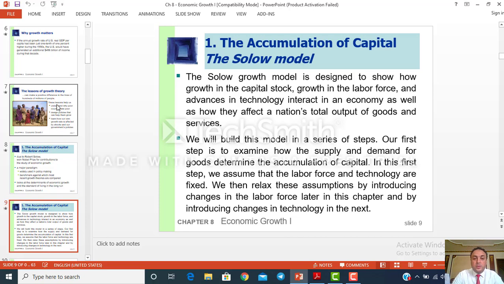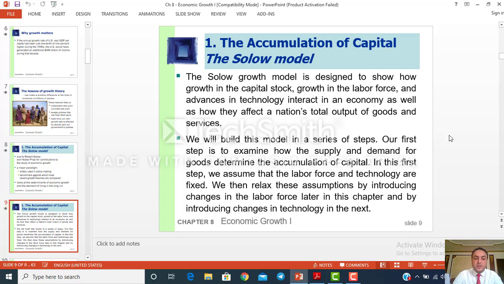So, in short, the Solow growth model is designed to show how growth in capital stock, growth in the labor force, and advances in technology interact in an economy, as well as how they affect a nation's total output of goods and services. So we will build this model in a series of steps.